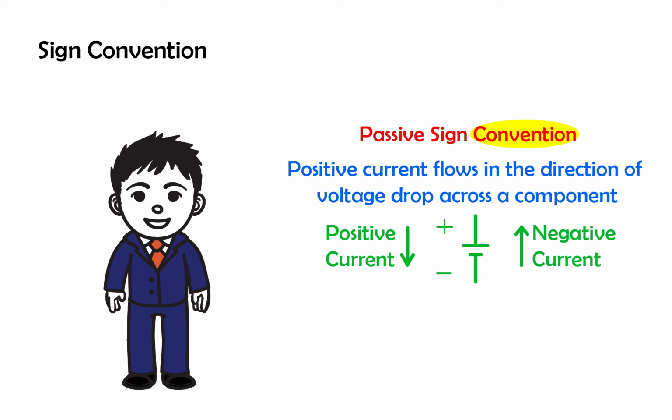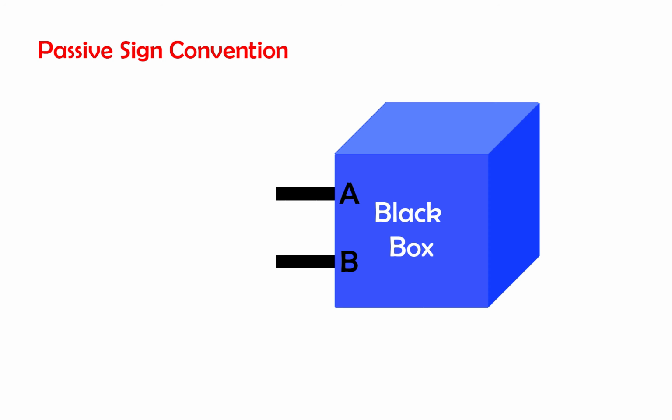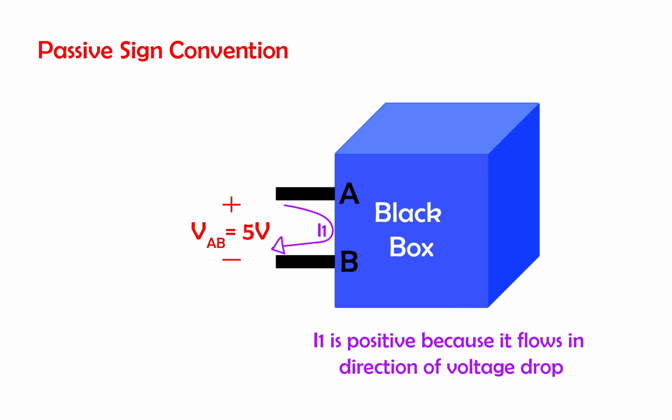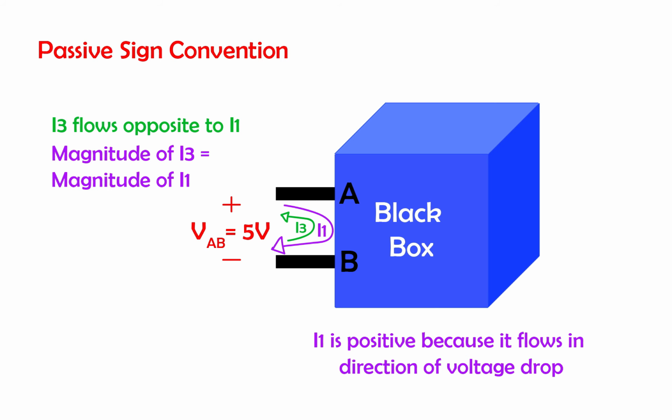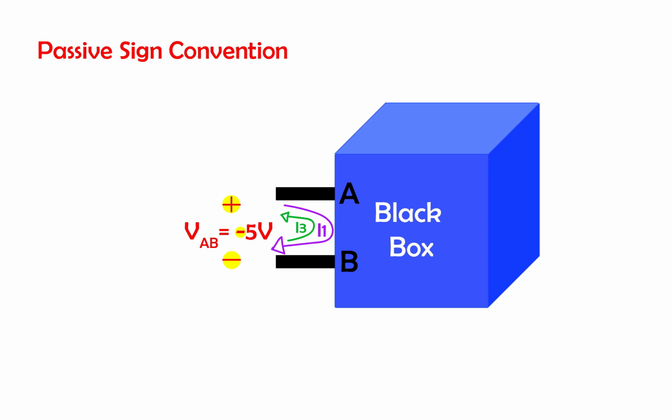To demonstrate the passive sign convention, let's bring our black box back. Let's say that the voltage VAB is 5 volts. Then the current I1 is positive because it is flowing in the direction of voltage drop. If we drew a current I3 in the opposite direction of I1, then I3 would have the same magnitude of I1, but its polarity would be negative because it is flowing in the direction of voltage rise. If we now flip the polarity of VAB to negative 5 volts, then the current I1 is negative and I3 is positive.